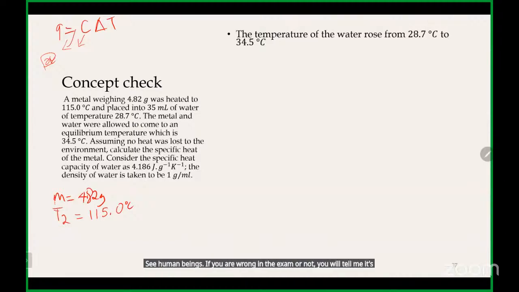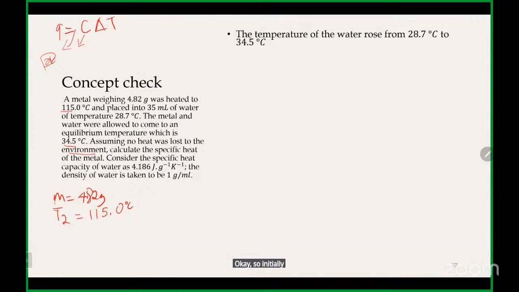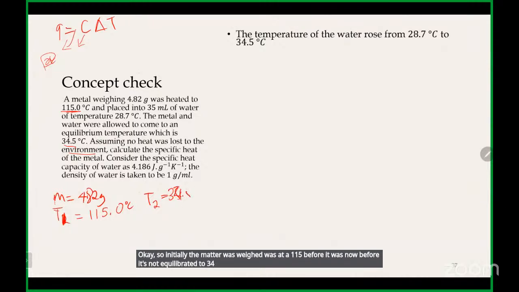The metal and water were allowed to come to an equilibrium at this temperature. Assuming no heat was lost to the environment, so we're talking about insulation and adiabatic, calculate the specific heat capacity of the metal. Consider the specific heat capacity of water to be this. Okay, so initially the metal was at 115 before it is equilibrated to 34.5.